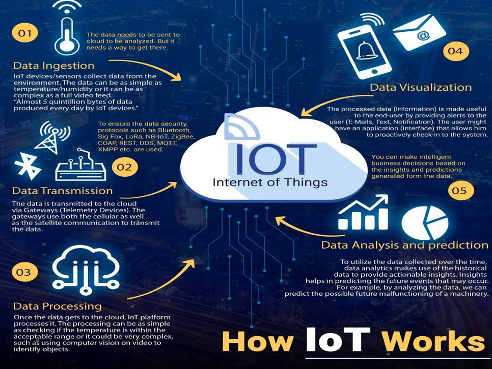Almost 5 quintillion bytes of data are produced every day by IoT devices. Data should be collected from the environment and sent to the cloud. So we are transferring the data from the sensor to the cloud, and we have to use data transmission. For data transmission via gateways, we can use both cellular as well as satellite communication to transmit the data. This is the second step.